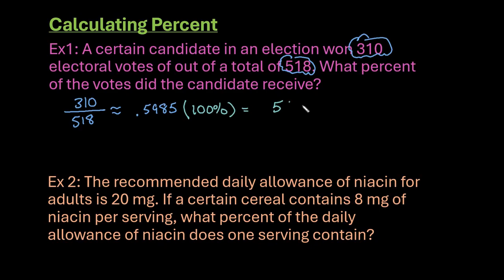And so we can see that he received approximately 59.85% of the total vote. So the candidate received almost 60% of the total vote. Let's look at the next one.